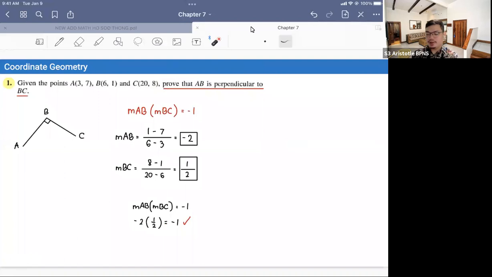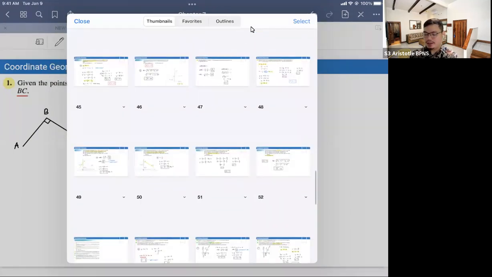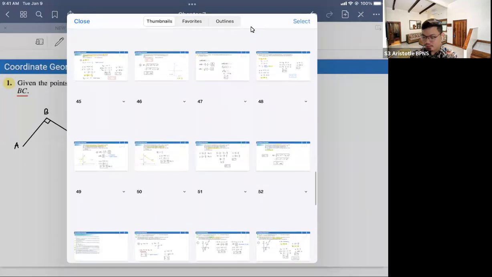Okay. So just remember again that perpendicular lines have gradients that are negative reciprocals of each other. Okay. So which example? All right.